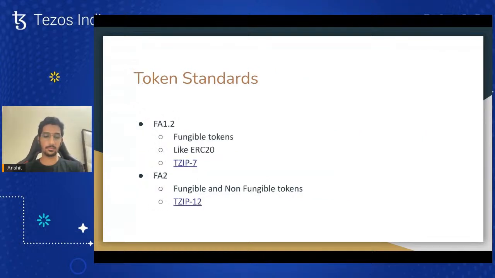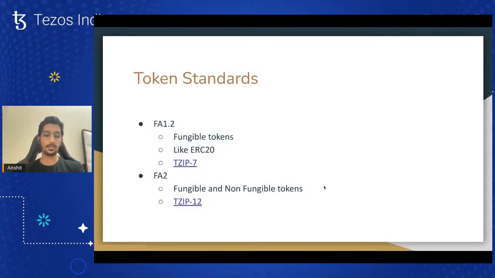On Tezos, we have two kinds of token standards. The first is FA1.2, and then we have the FA2 token standard. The FA1.2 token standard is the older one. It is used to create fungible tokens, and one contract of the FA1.2 standard will contain only one token. It is very similar to the ERC20 standard that you see on Ethereum, and it is defined in TZIP 7.